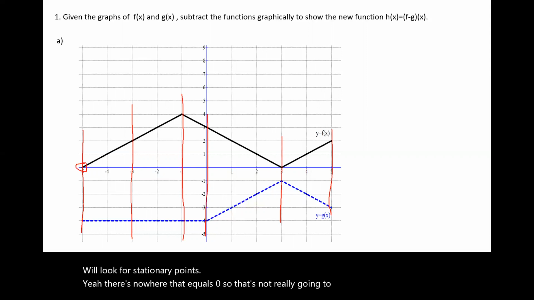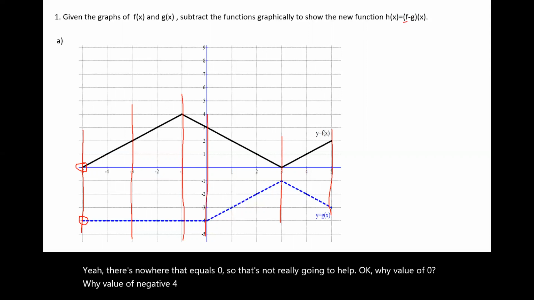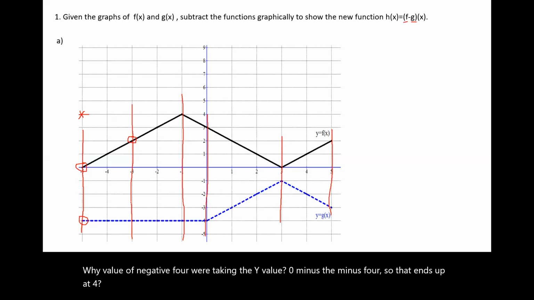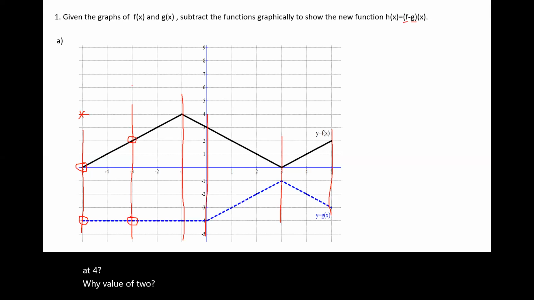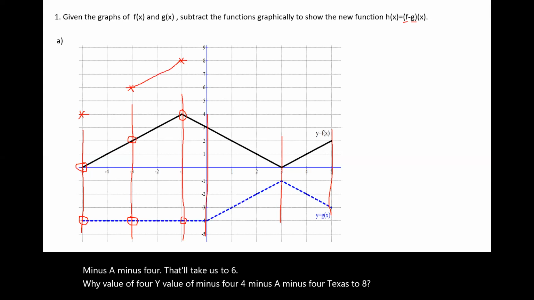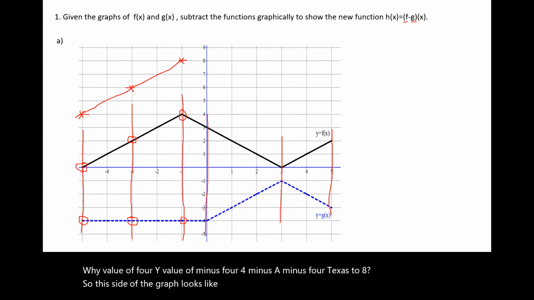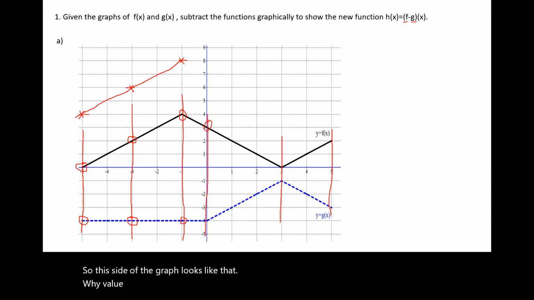Okay, y value of 0, y value of -4. We're taking the y value of 0 minus the -4. So that ends up at 4. Y value of 2 minus a -4. That'll take us to 6. Y value of 4, y value of -4, 4 minus a -4 takes us to 8. So this side of the graph looks like that. Y value of 3, y value of -4, 3 minus -4 is 7.